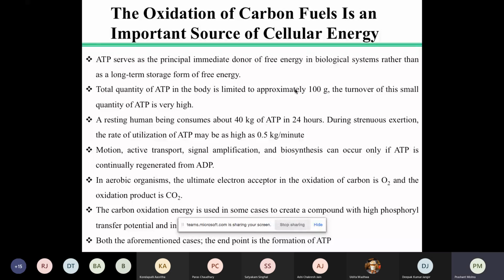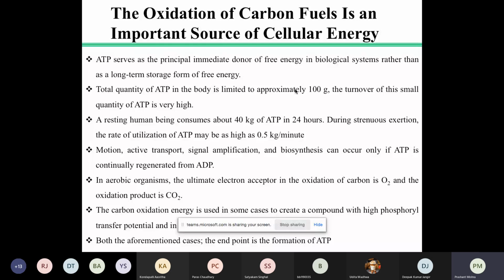And where it is utilized: it is utilized in motion, in active transport, in signal amplification, and biosynthesis can occur only if ATP is continuously regenerated from ADP. So that means biosynthesis of molecules. Suppose I need protein. How is protein going to be synthesized? Your amino acids are going to form a bond, and this bond formation requires energy. Same way, if I require a polysaccharide for storage, that requires energy. So all those biosynthetic reactions require energy, and that is coming from the utilization of ATP.